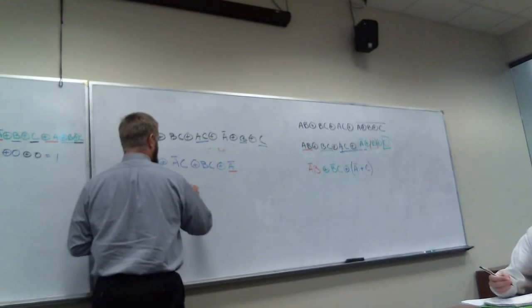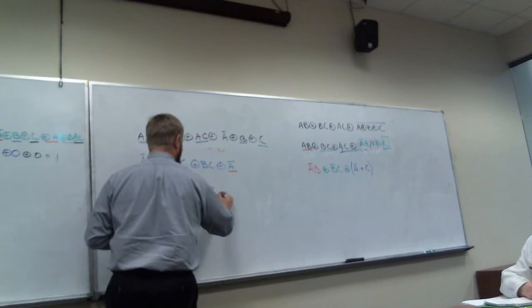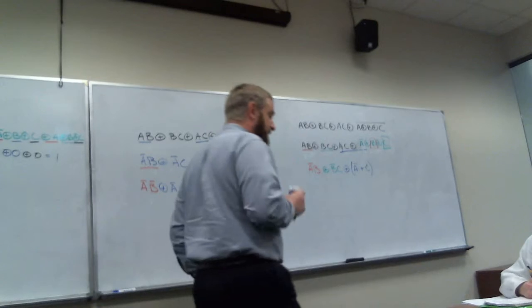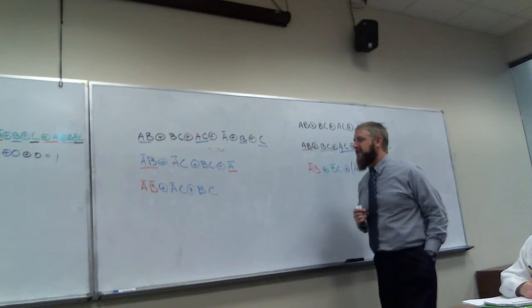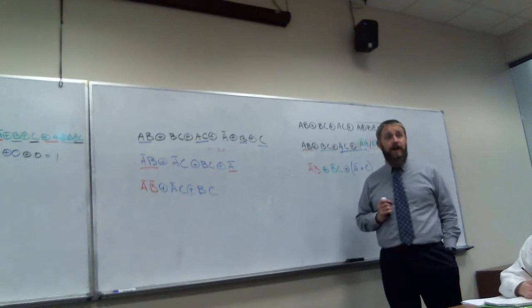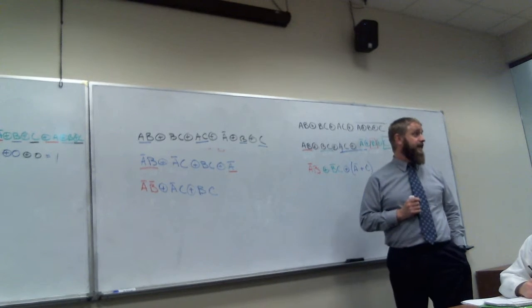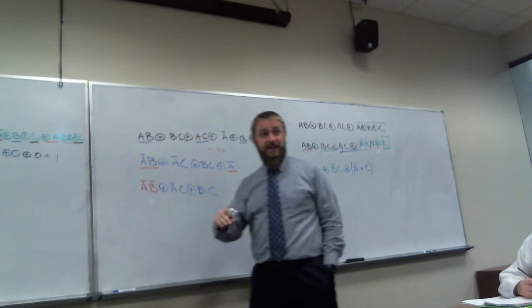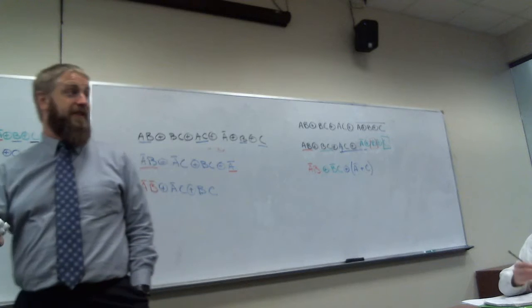XOR A naught C, XOR C, C. As far as I'm aware, well, I know we can't use exclusive OR in Karnaugh maps. There may or may not be a Karnaugh map version of exclusive OR where you make sure you write those variables in the correct order. That's as far as we can take it.